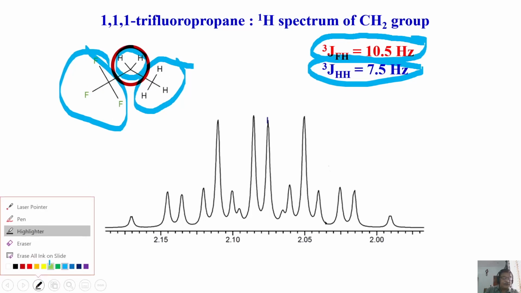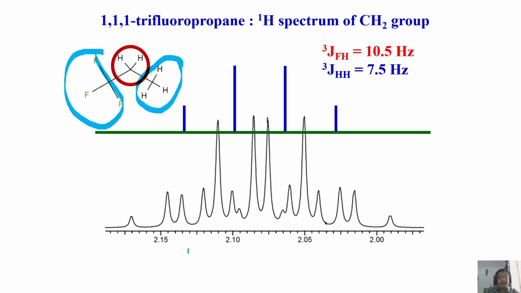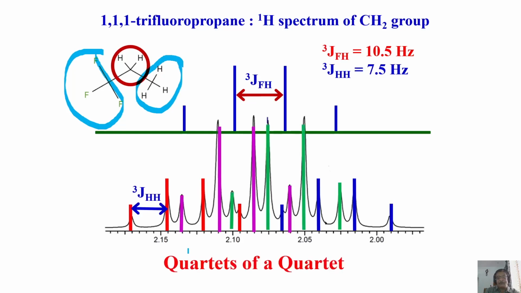Don't get confused. Now, this CF3 is an equivalent group like CH3. These are chemically equivalent. Apply the 2nI plus 1 rule. This will become a quartet. Again, apply the 2nI plus 1 rule for this. It will become a quartet of quartets. One quartet, and then each line is split into another quartet like this, another quartet, and another quartet. All lines can be assigned. This is called a quartet of quartets. Marvelous, right?